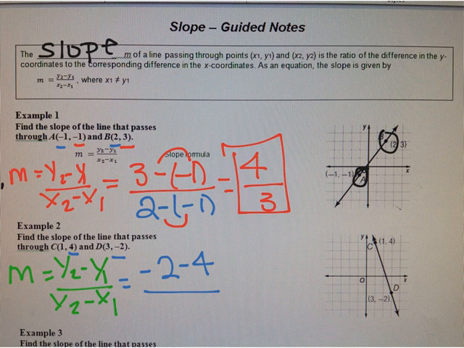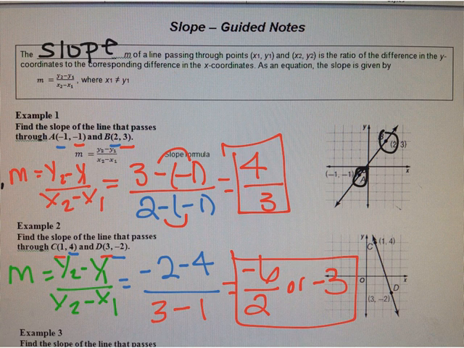Alright, then let's go back. I'm going to look at my second x value, which is 3, and then look at my first x value, which is 1. So all I'm doing is substituting the values into this equation. So negative 2 minus 4 is negative 6, and then 3 minus 1 is 2. Alright, we can go ahead and simplify this further. If we divide it, it is equal to negative 3. So that is my answer for the slope.